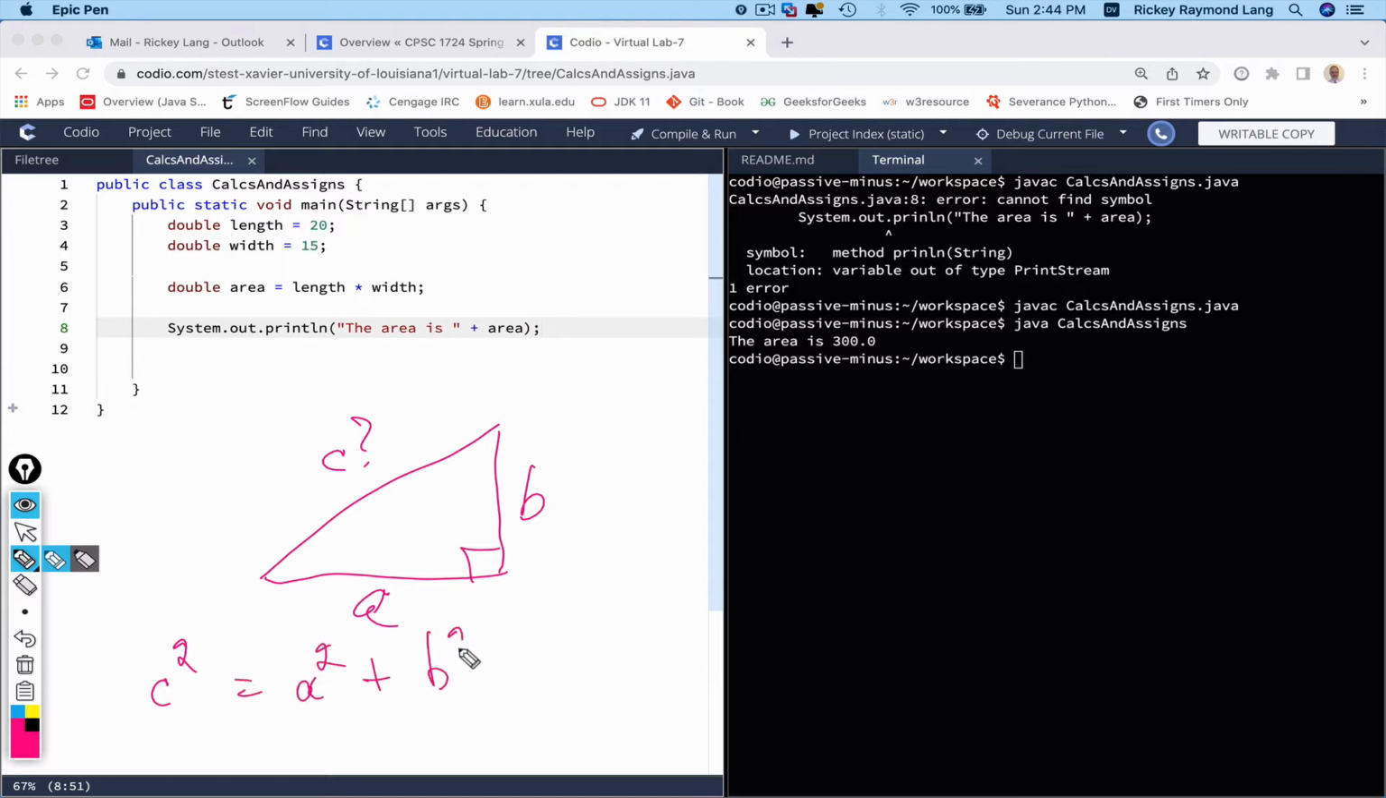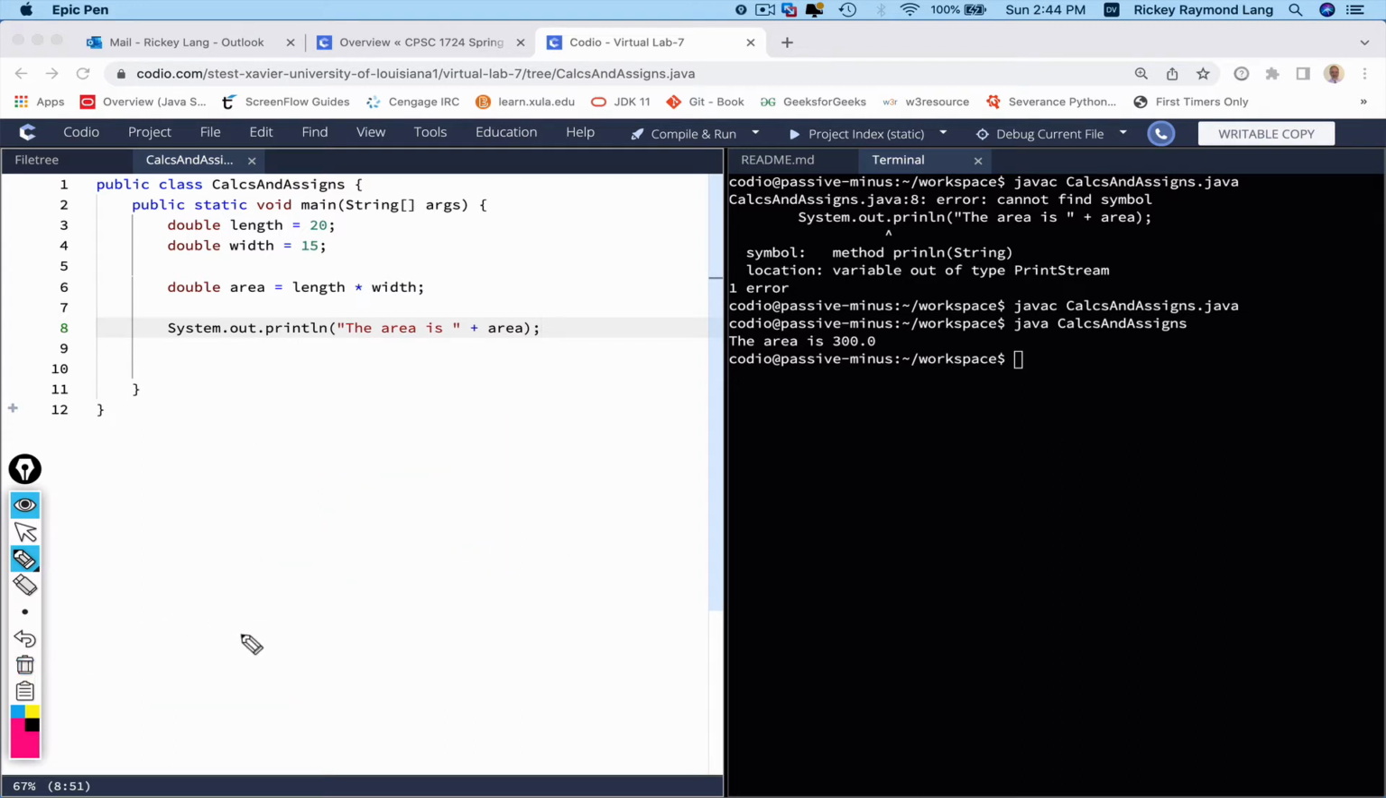Well, if that's the case, then c is the square root of that. Obviously you can't type a square root symbol like that, so there's a built-in function for it. It's called square root.